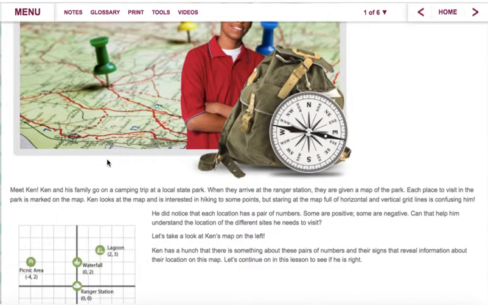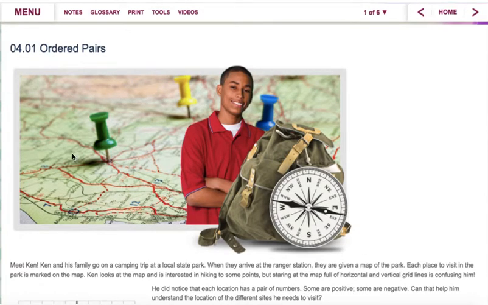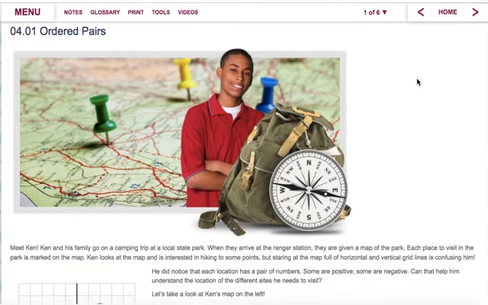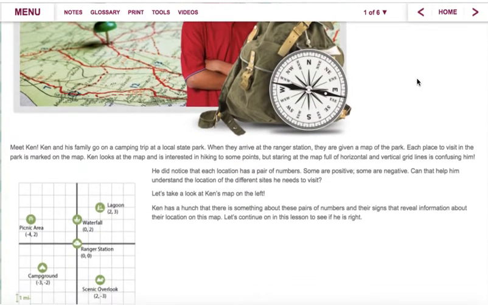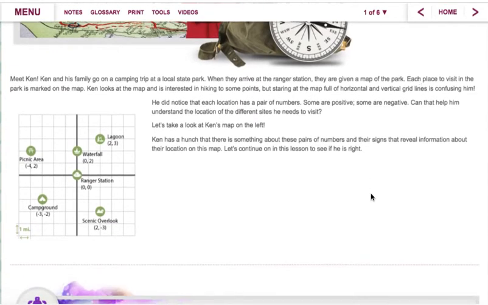So here it says, meet Ken. Ken and his family go on a camping trip at a local state park. When they arrive at the ranger station, they are given a map of the park. Each place to visit in the park is marked on the map. Ken looks at the map and is interested in hiking to some points, but staring at a map full of horizontal and vertical grid lines is confusing him.